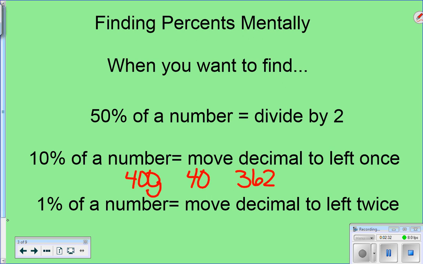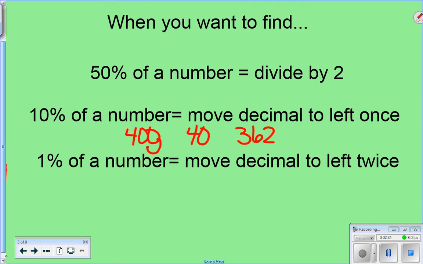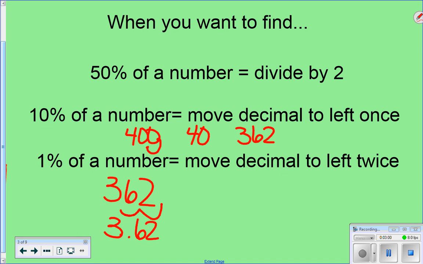All right, so then 1% is about the same as 10%, only for 1% you move the decimal 2 times. So if I have, let's go back to 400. If I have 400, and if I want to find 1%, it's going to be 4, because I moved my decimal 2 spaces. If I have 362 again, and I want to find 1%, 3.62. Yep, 2 spaces that time.